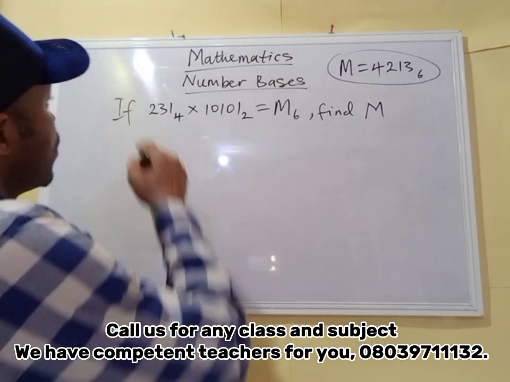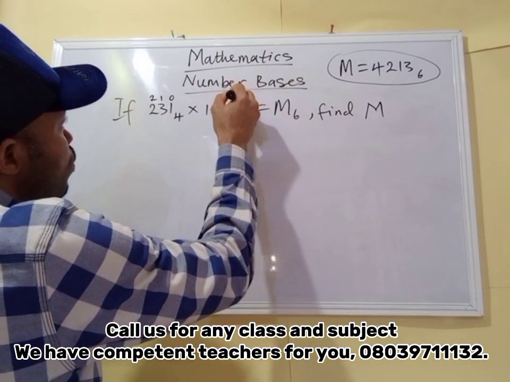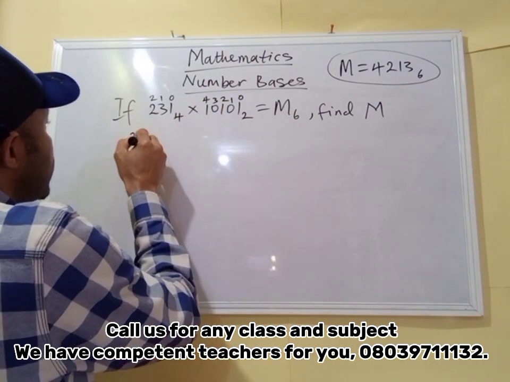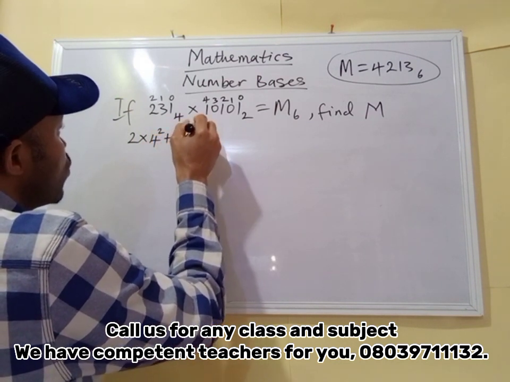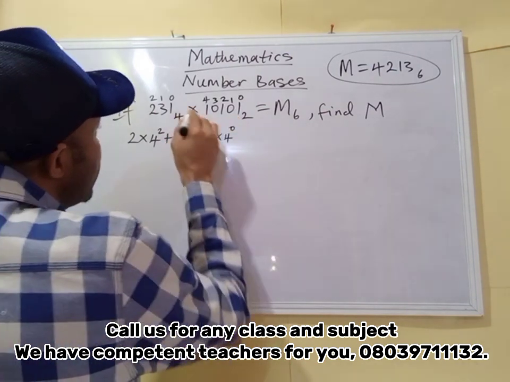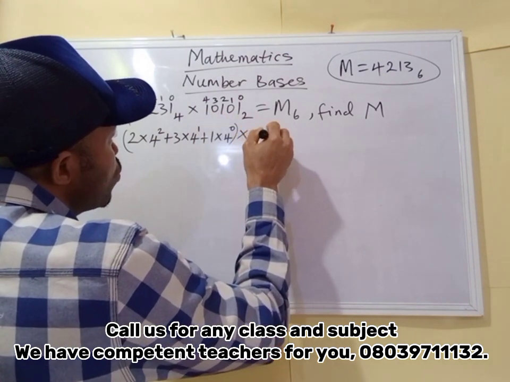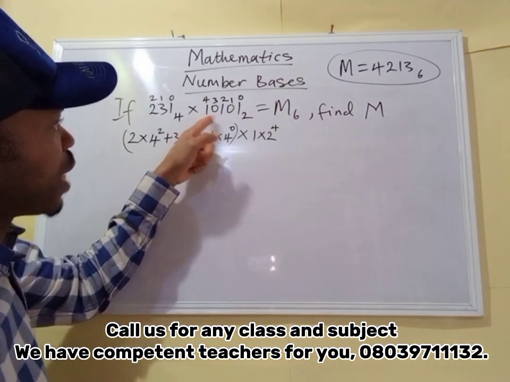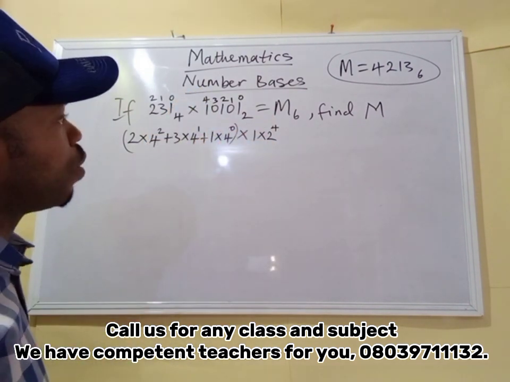Alright, so let's start. This will be to power 0, to power 1, to power 2, and to power 0, 1, 2, 3, 4. So that will be 2 times 4 to power 2 plus 3 times 4 to power 1 plus 1 times 4 to power 0. Then there's a times there, times 1 times 2 to power 4. Remember, the approach is always the digit times the base, then raised to the power of the digit's position. It's only the base that will be raised to the power.